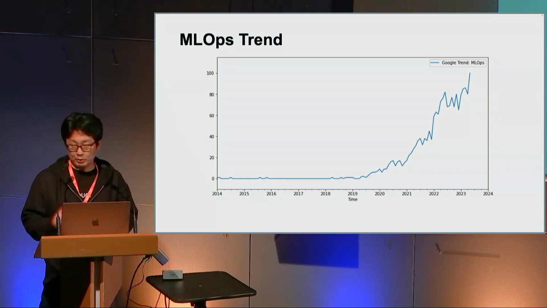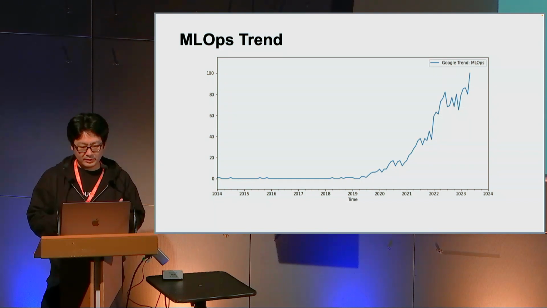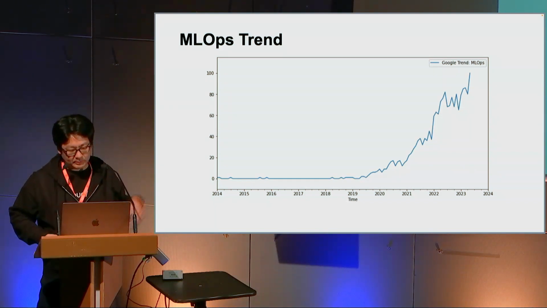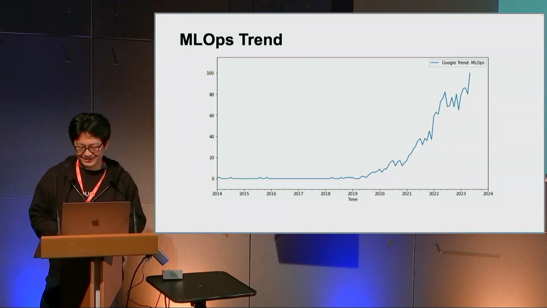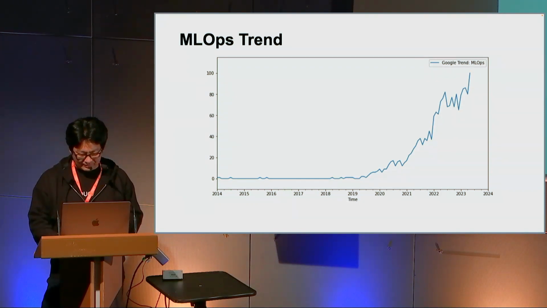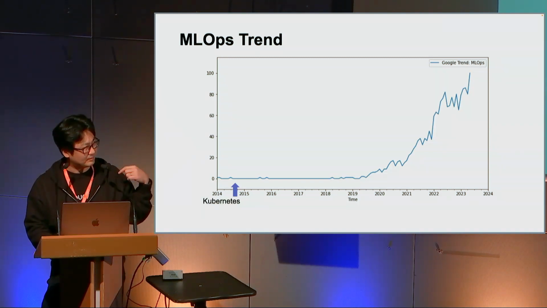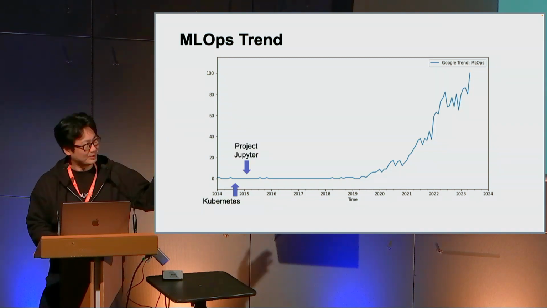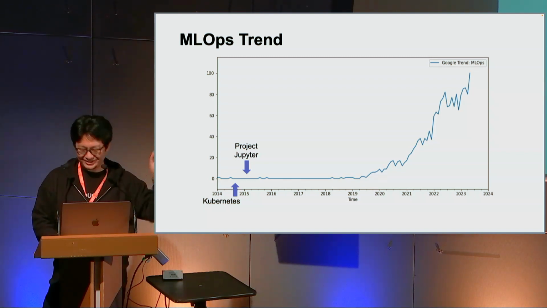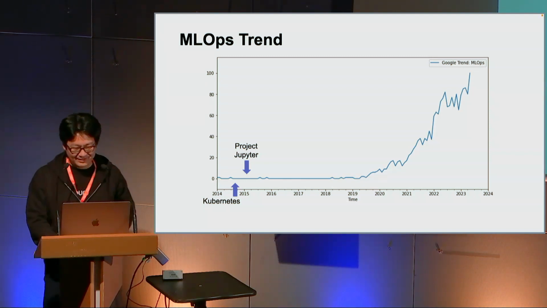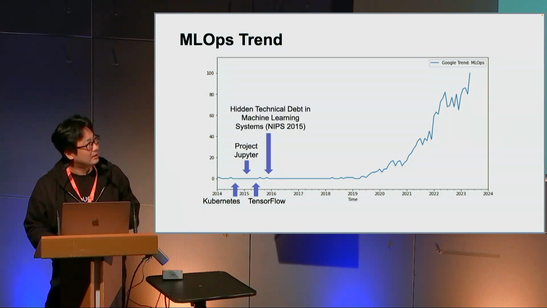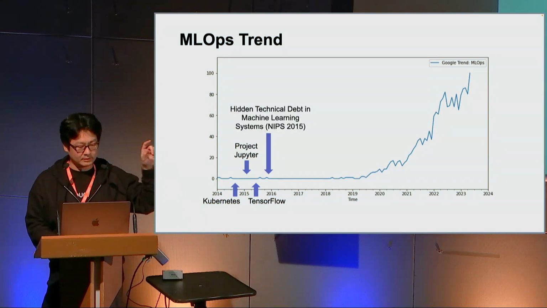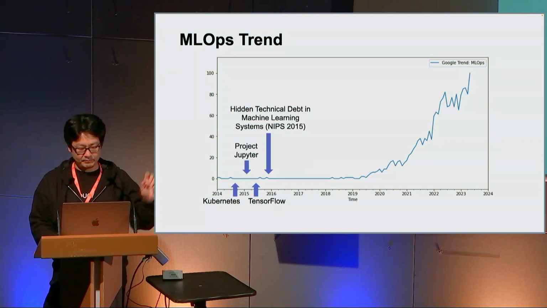So MLOps, like machine learning operation, has become quite a buzzword as the application aspect of AI gets more attention, right? So here's a Google Trends result of MLOps since 2014, okay? It's increasing, of course, yeah. And let me just, Kubernetes actually comes up here. And of course, Project Jupyter is here. And also TensorFlow here.